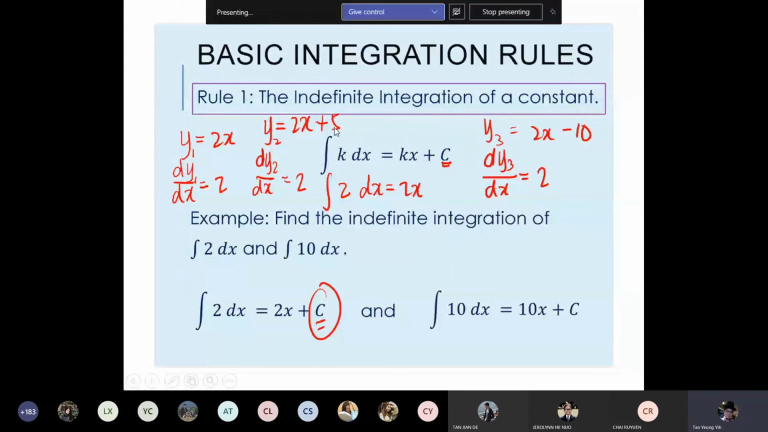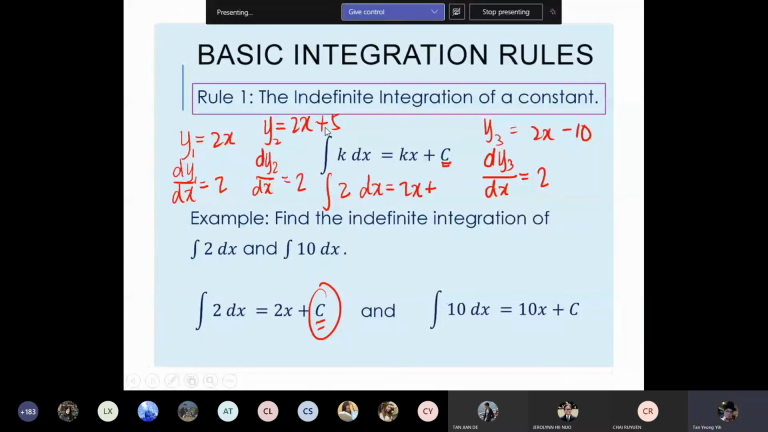The 5 disappeared after differentiating. The negative 10 also disappeared after differentiating. So when we do the reverse, when we integrate, there should be a constant here. But can we know the value of the constant? Do we know whether it's negative 10 or 5 or 0? We don't know what the constant is.